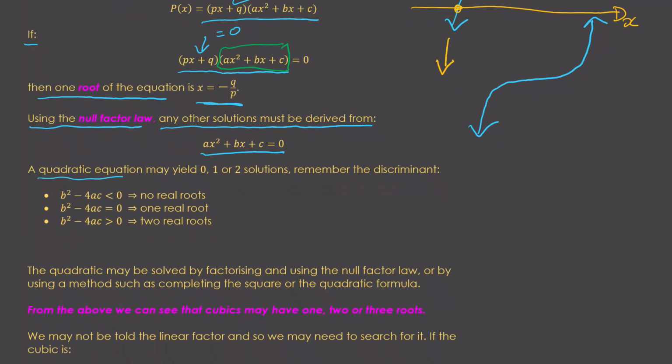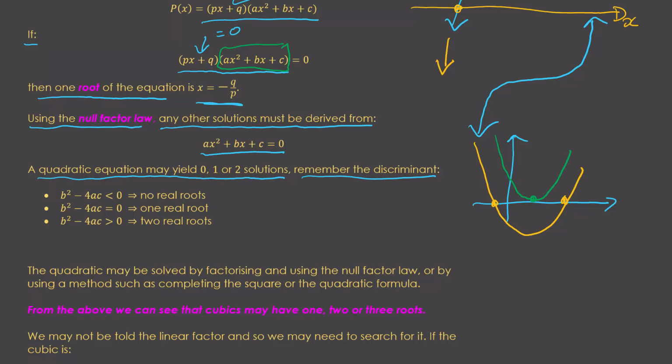A quadratic equation may yield 0, 1 or 2 solutions. Remember the discriminant. If we just draw the picture, we know that a quadratic could come down and have 2 distinct roots like this. It could just touch the axis, in which case it has 1 root, or it could be up in the air like this and never cross the axis. And we can determine which of these situations it is using the discriminant.